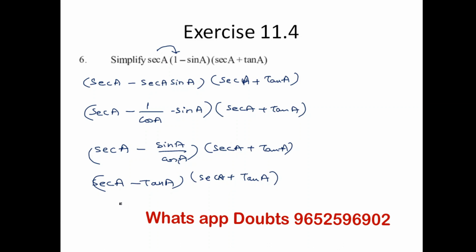So if you're looking at this, this is looking like A plus B, isn't it? And this is looking as A minus B, and this is looking as A plus B. Okay. So this can be written as secant square A minus tan square A. So the overall answer of this identity is only 1.